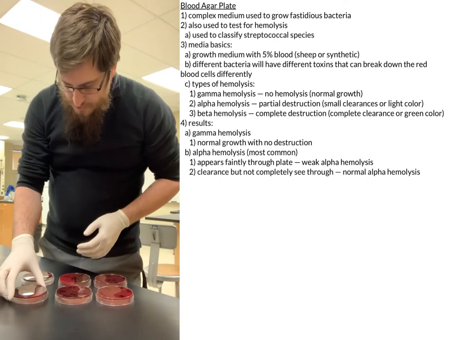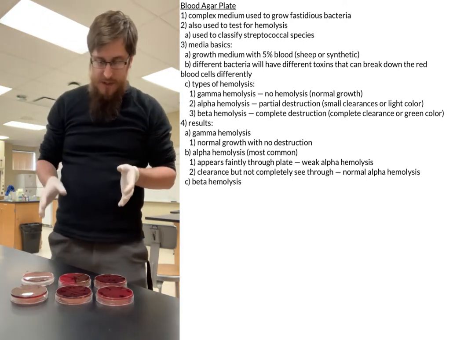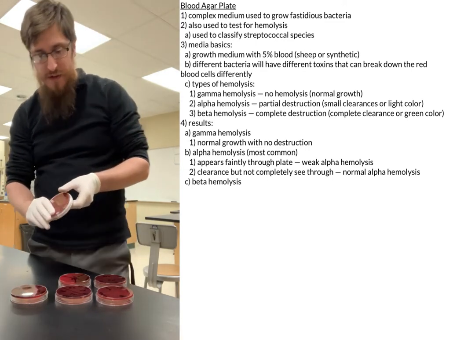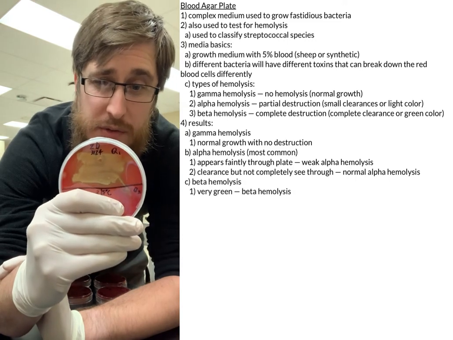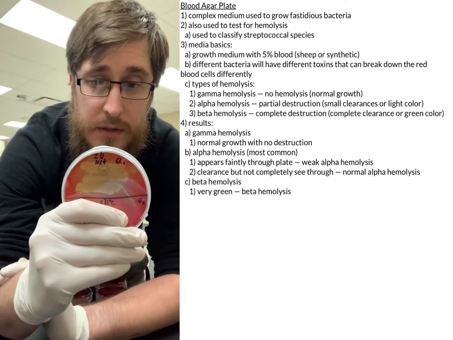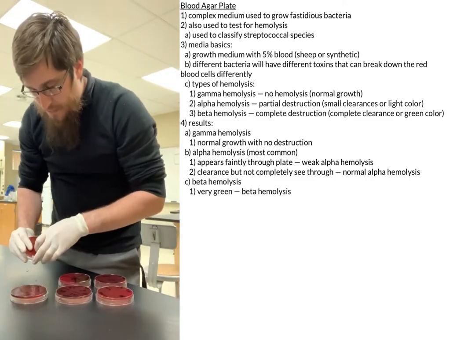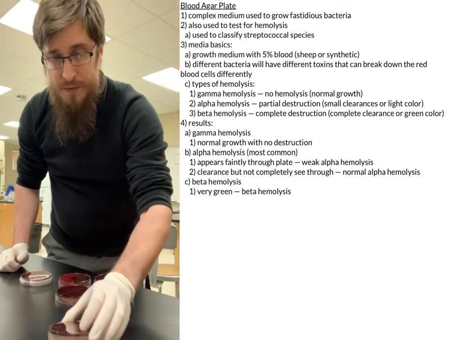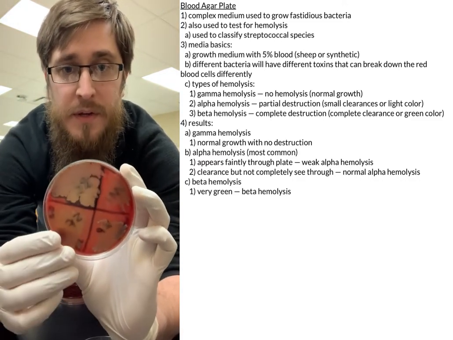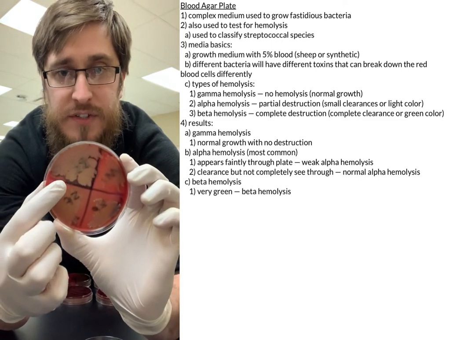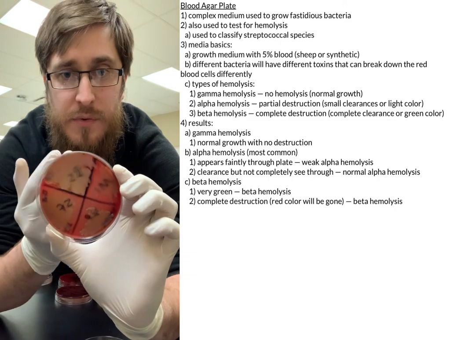Now, in terms of beta hemolysis, we can see it in two ways. We can have something like this, where we get that very green color around our colonies, and that's a good example of a beta hemolysis. We can also get complete destruction, and that's what we're looking at here with this one. If you look along the edge, you can see that all of that red color is gone, and you can even see my gloves through it.